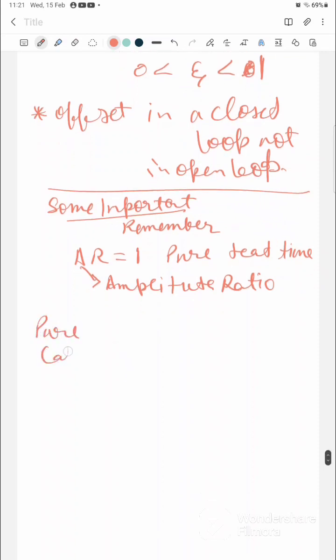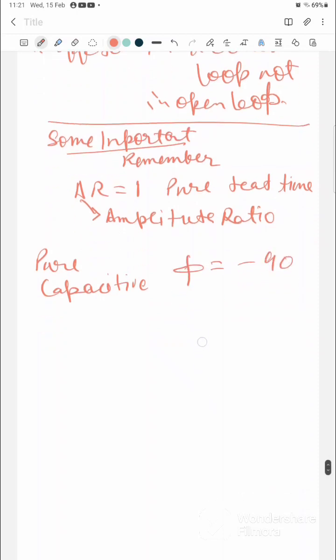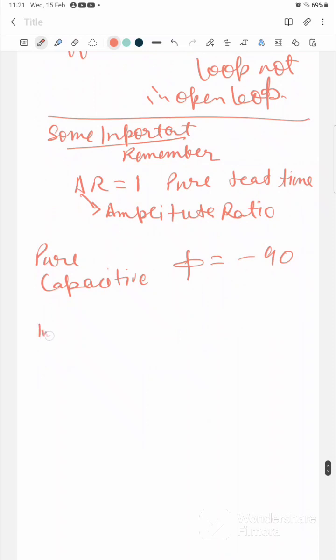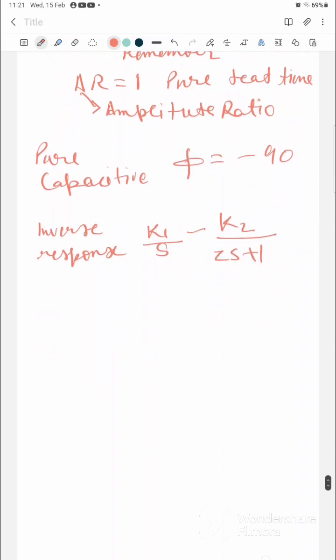For a pure capacitive system, phi is minus 90. Inverse response is K1 by s minus K2 by tau s plus 1. Okay, next.